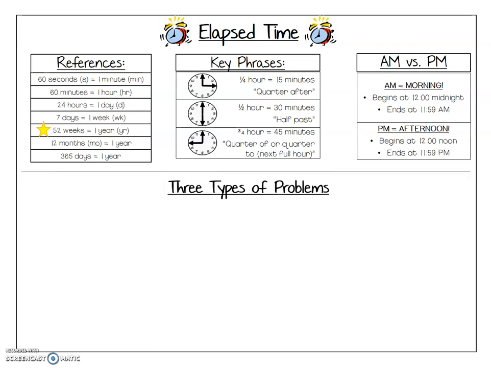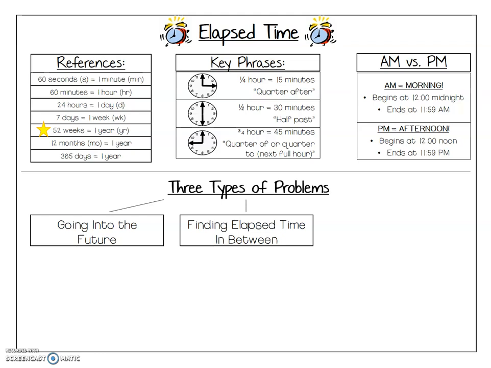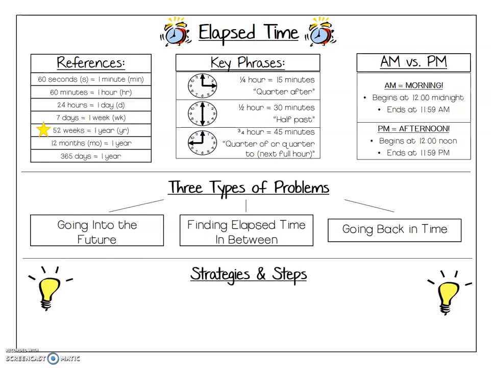Okay, so now that we've refreshed our memories on that, let's talk about 3 different kinds of problems we might see. You might see questions where we have to move into the future or find an ending time. You might see that we need to find the elapsed or the amount of time in between. Or you might see that we need to move backwards in time, meaning we know the ending time, but we have to find the start. In any of these kinds of problems, you can solve using a number line or a T-chart, and I'm going to show you an example of each for each of the different types of problems.